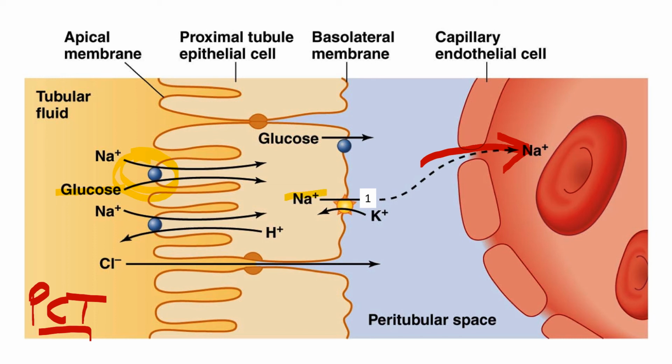So you move this sodium out, the sodium concentration inside these cells drops, and sodium ions will want to move in down their concentration gradient, bringing glucose with them. Now there are co-transport proteins for glucose, and there are co-transport proteins for amino acids. So the same process happens with amino acids.